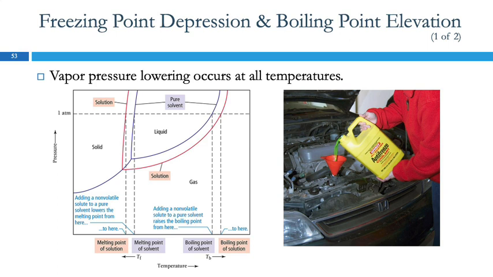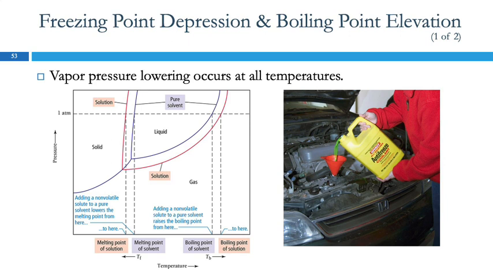So vapor pressure lowering is going to happen at all temperatures. Here we have a phase diagram. We've got solid, liquid, and gas. We're looking at temperature increasing this way, pressure increasing this way. So here at 1 atmosphere, we can travel across and we'll come to the melting point of the solvent. This blue is the pure solvent. And if we keep going, we're going to get to the boiling point of the pure solvent.